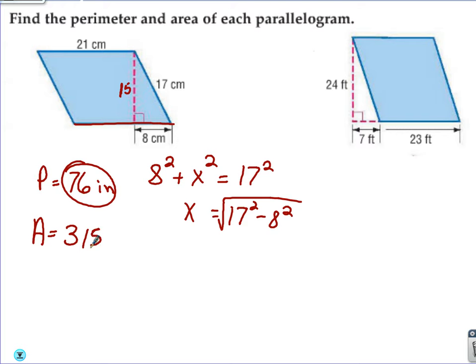Don't check me on that. 8, 15, 17. It is, you're right. 8, 15, 17 is a triple. Is that right though on my area, 315? Square inches. Yeah, you're right. Okay, good deal. Next one.